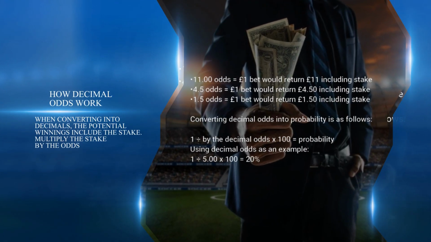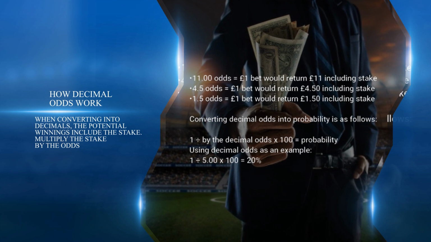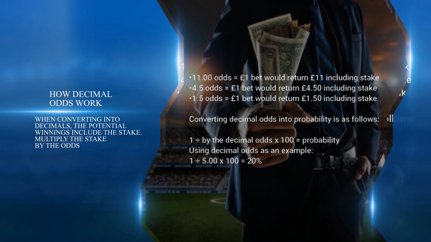When converted into decimals, the potential winnings include the stake, so you just multiply the stake by the odds. Decimal odds are often used on the exchange, such as Betfair, as the user is in control of the odds rather than the bookmaker. Here are some examples of how to read decimal odds.